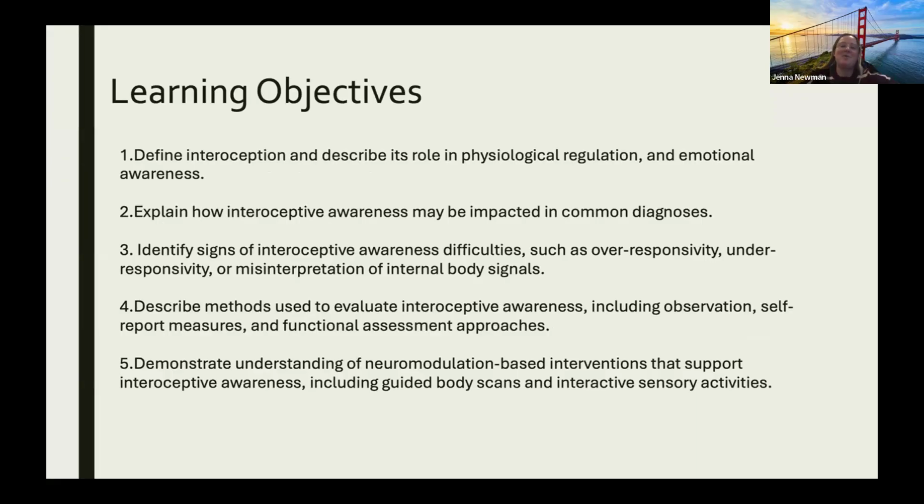So my hope is that you walk away from this presentation being able to define what interoception is and to describe its role in our daily lives and maybe the ways that it impacts some of the individuals we might be working with. To explain how interoceptive awareness may be impacted in common diagnoses. To identify signs of interoceptive awareness difficulties. To describe different methods used to evaluate interoceptive awareness, which can include observation, self-report measures, and functional assessment approaches.